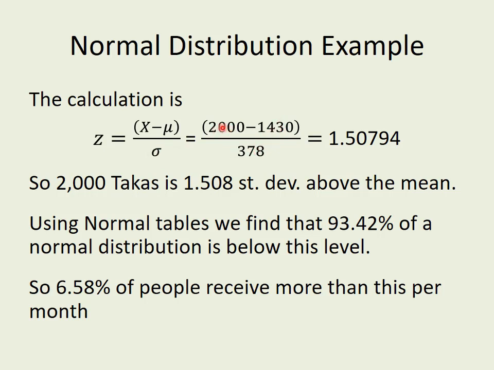This is the threshold figure, so subtract and then divide by sigma, and this tells us that the threshold of 2000 is 1.50794 standard deviations above the mean. So about this much. So the question is, what percentage are less than that? So you take this 1.508. In the tables we can only look up 1.51. So 1.51 in the tables we have to find.